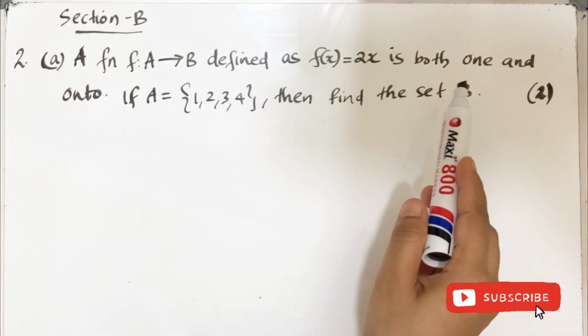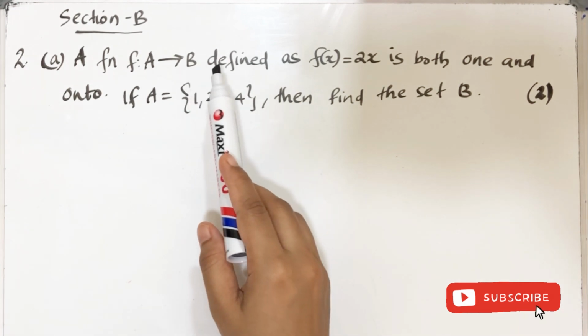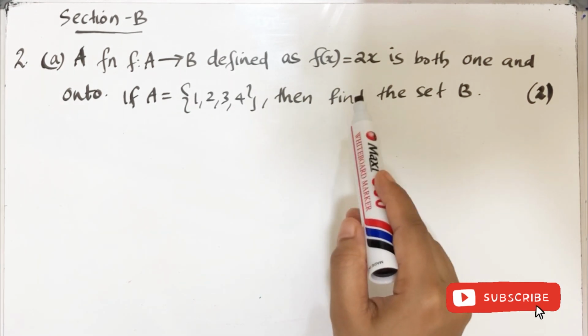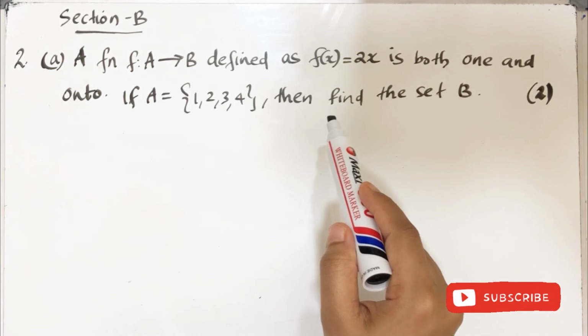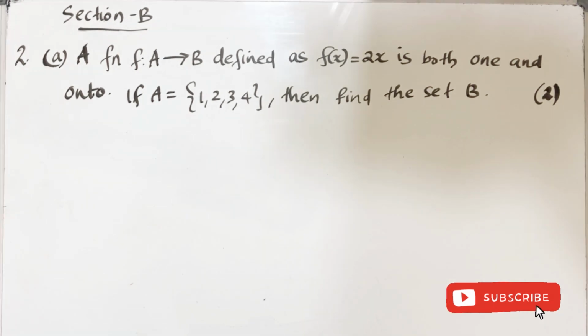So here it is given both one-one and onto. Onto means codomain equal to range. So we need to find all the elements of the range, that is the set of all images. Also, it is given that it is one-one. That means each distinct element in the domain has a distinct image. So we need to find all the images.